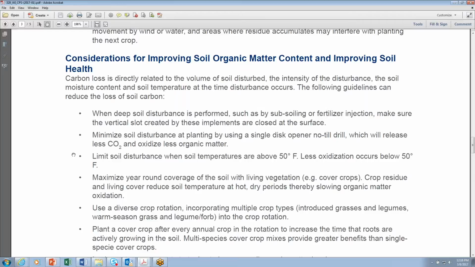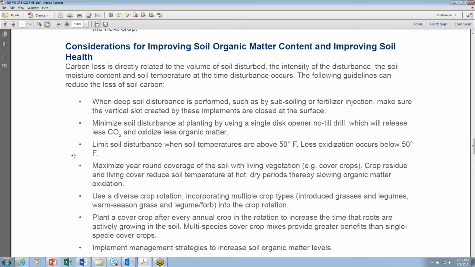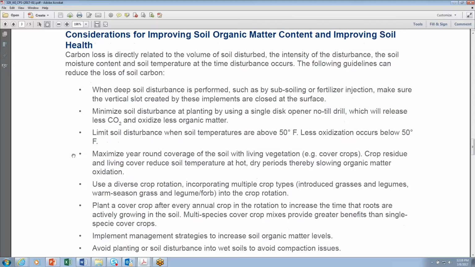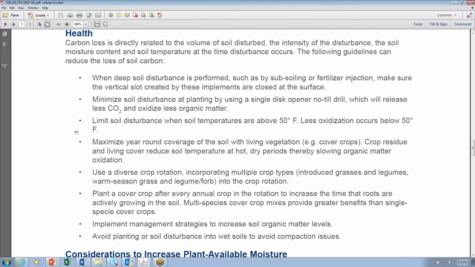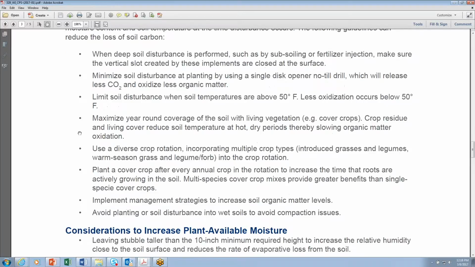Obviously, minimizing soil disturbances means that we will release less carbon dioxide, and that means we will oxidize less organic matter. We also look at soil temperature. Oxidation occurs above 50 degrees, so if we are doing any disturbances that we can with soil below 50 degrees, it's more beneficial to us as far as that organic matter level.